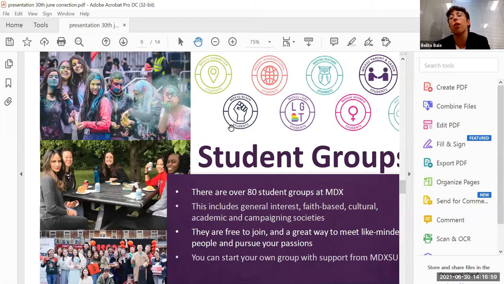We also have loads of other groups at Middlesex that provide social spaces for different types of students. We have our four liberation groups: MDXSU Black Students, for students of colour, MDXSU LGBT students, women students and disabled students too. If you identify with any of these groups, that's a social space for you where you can meet other people who share your experiences, take part in research and campaigns, and have fun events where you can meet other people.